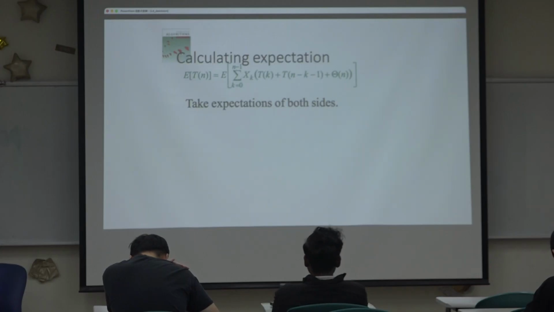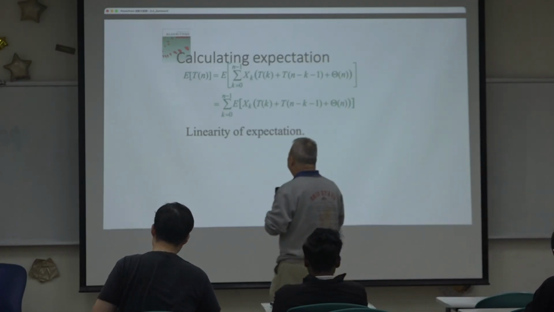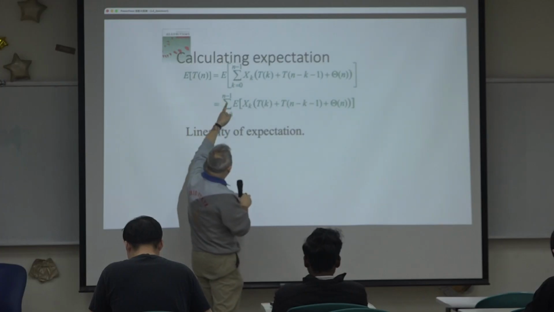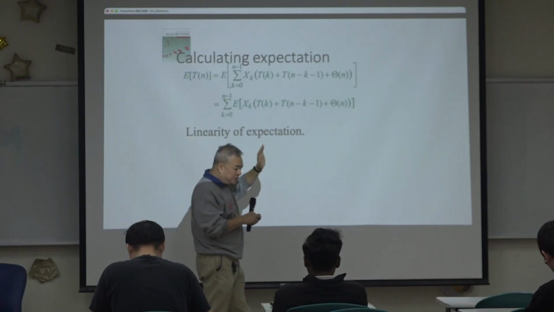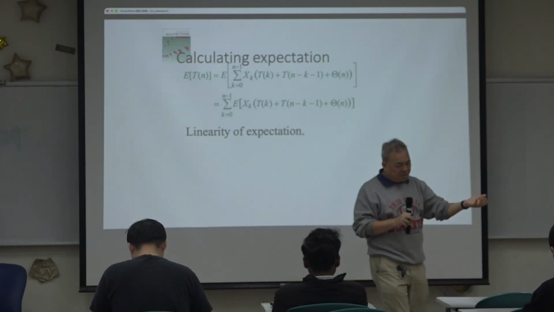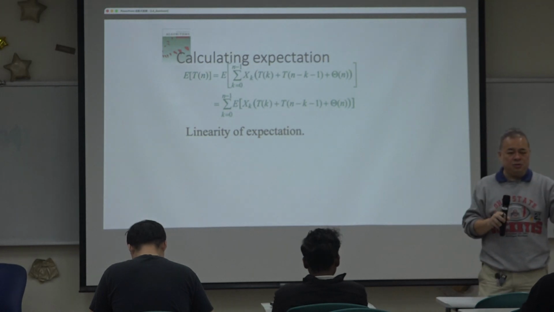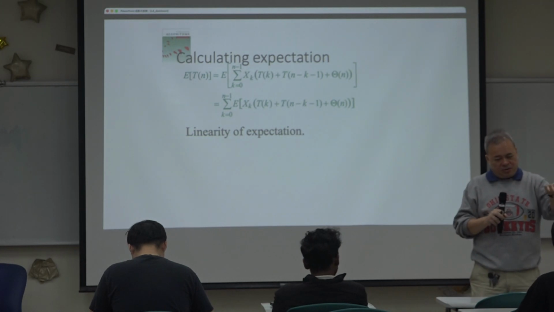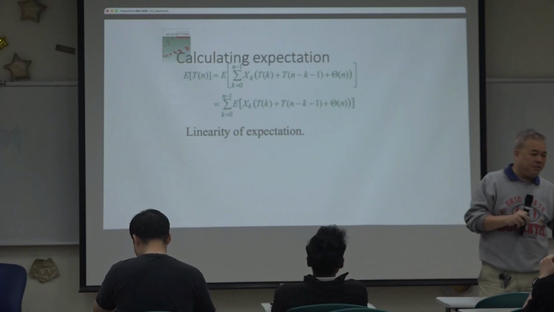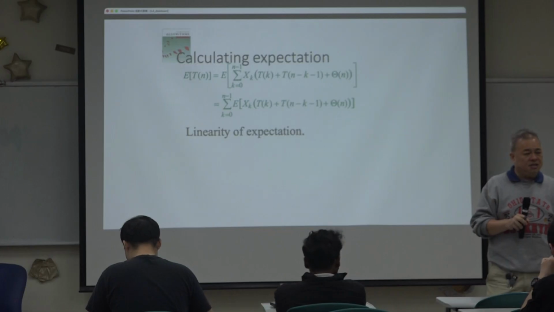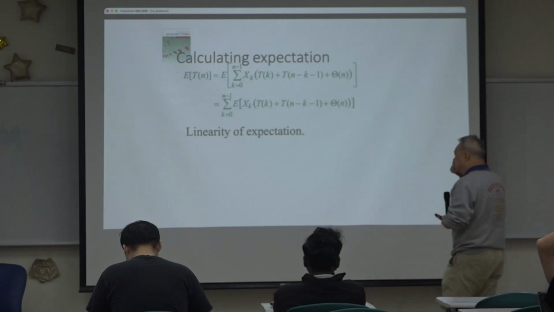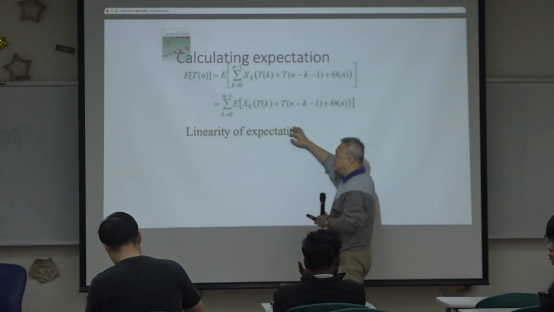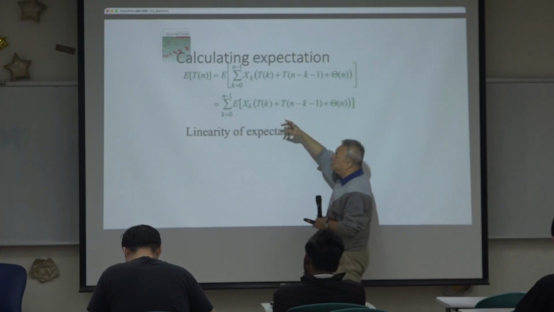We can move this E into this summation because of the linearity of expectation. The expectation of a summation equals the sum of the expectations of each single term. This is always the case. It's a very normal operation.